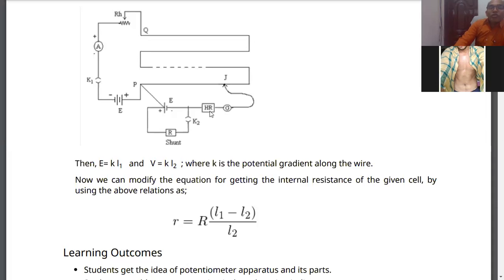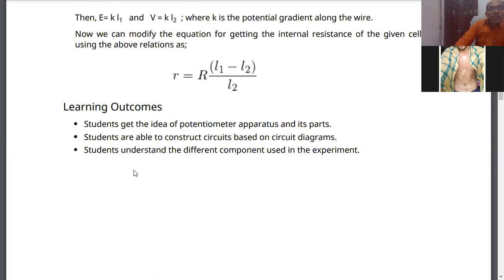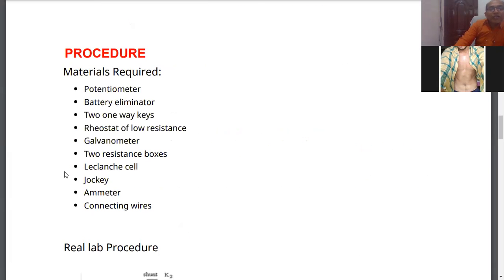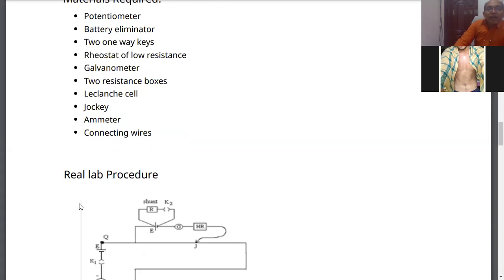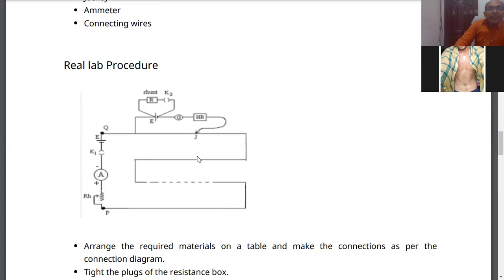And two resistance boxes are there. One resistance box will be here in order to provide shunt resistance, and the other high resistance box will be here. Now try to understand. So these are the requirements, and a jockey key must be there, and an ammeter for measuring current. Constant current has to be supplied across the circuit while performing the experiment, and the last one is the connecting wires required. In a real lab, the procedure follows like this.